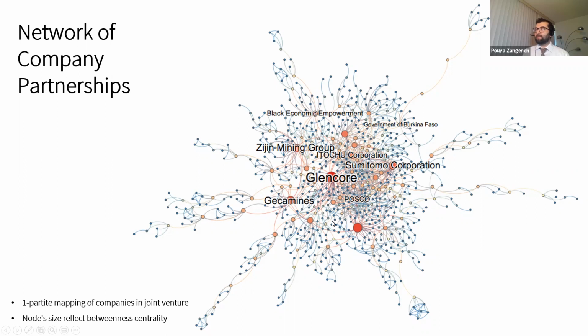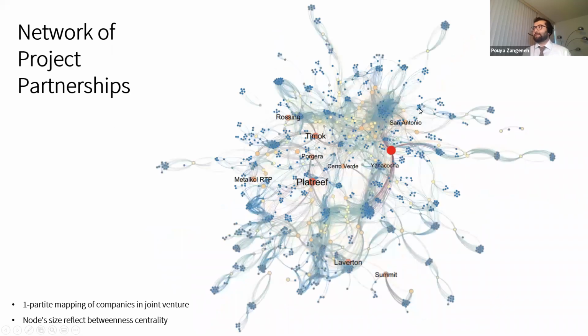Now, for instance, the size of the nodes here is a quantity called betweenness centrality, which is basically reflecting the strategic position of the firms within the sector. And the interesting part, which is perhaps not very visible here, is that any of these wings going out is essentially getting into a country or a regional market, which is very interesting. The same thing can be done for the projects. These are some of the projects that are most strategically located in the sense that they bring companies together from different parts of the world, let's say.